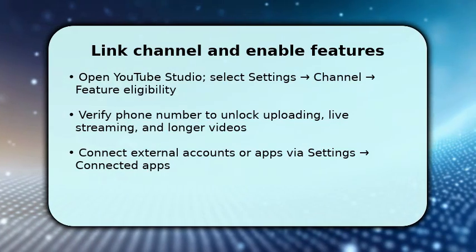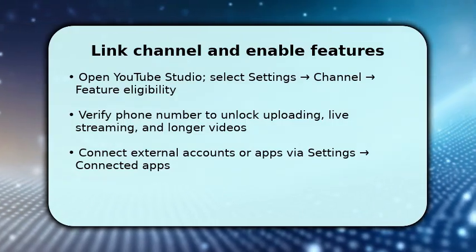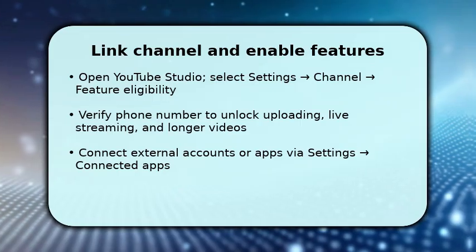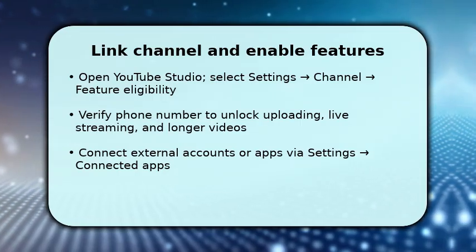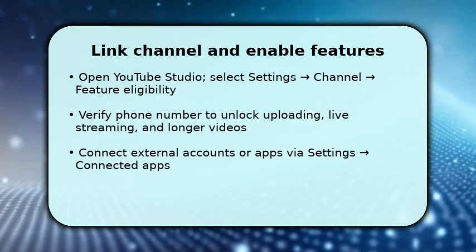Once in YouTube Studio, go to Settings and choose Channel to check feature eligibility. This is where you enable live streaming and monetization steps. Verify your phone number if required, because many features depend on that verification.